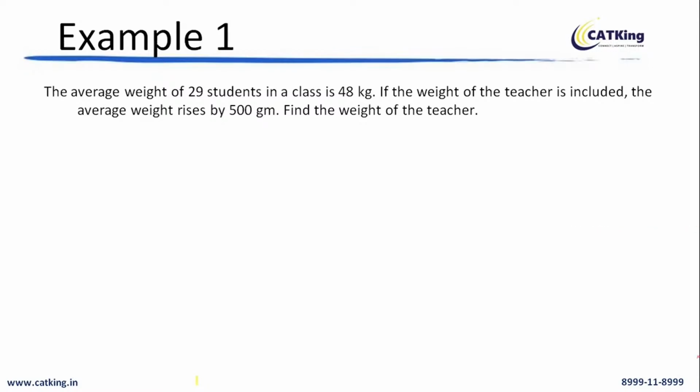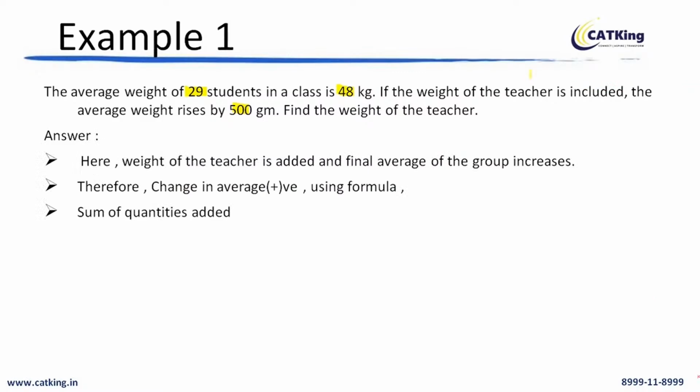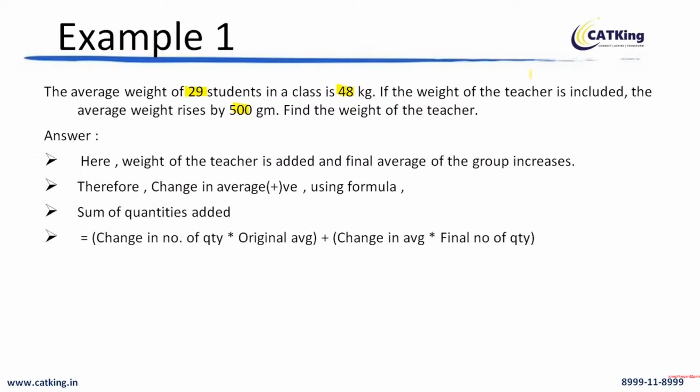So this is one of those types that we studied right now, where the original quantity, 29, and the original average are given to you. They have said the weight rises, so the change in average is given to you. The weight of the teacher, because that is the quantity added, is equal to change in number of quantity into original average plus change in average into final number of quantity. The change in number of quantity is 1 because only one teacher is added, only one new quantity is added.